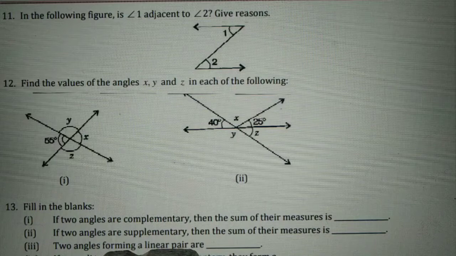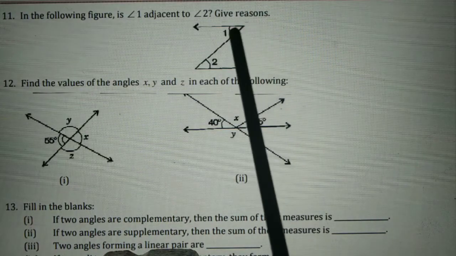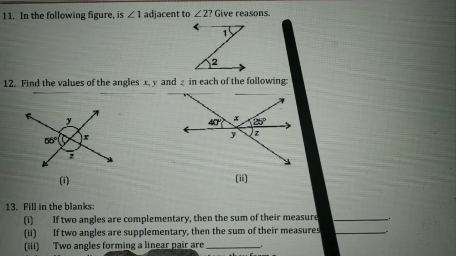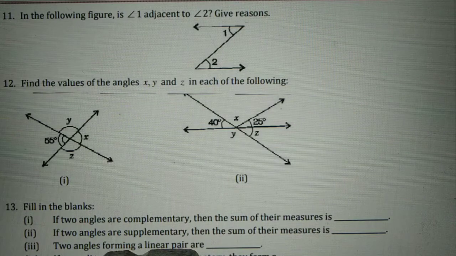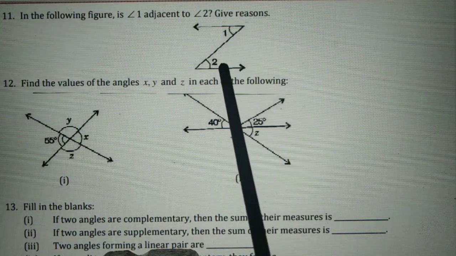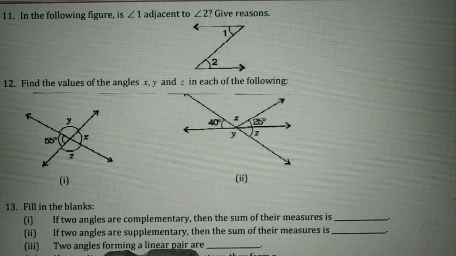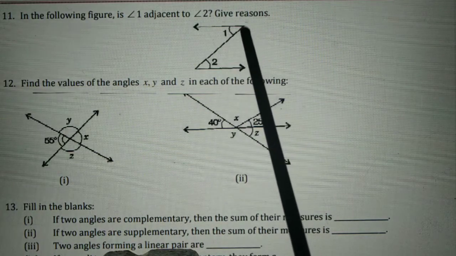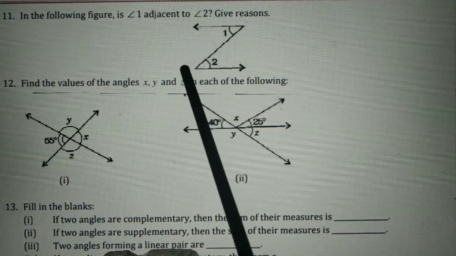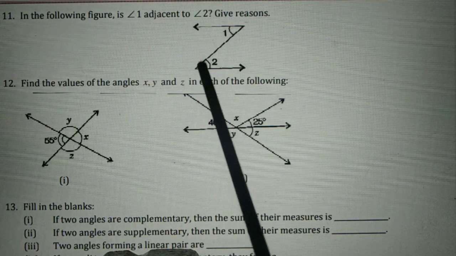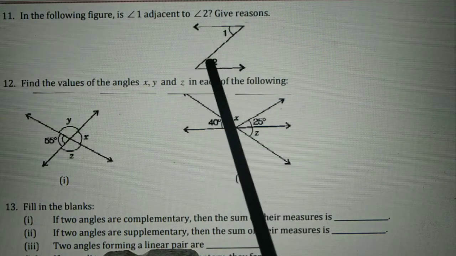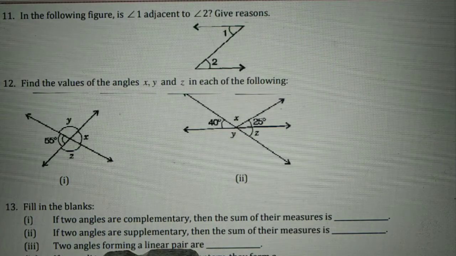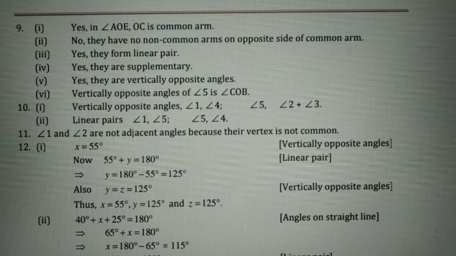Next, question 11 is: in the following figure, is angle 1 adjacent to angle 2? Give reason. Now angle 1 is not adjacent to angle 2 because they are actually alternate angles, not adjacent angles. Adjacent angles are on the same line and there is a common arm between them. These are not adjacent angles.